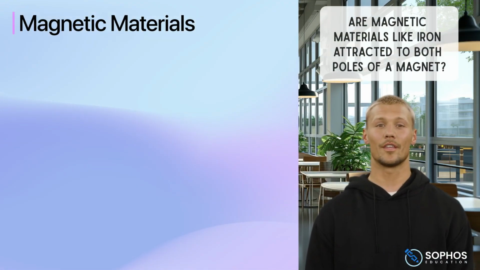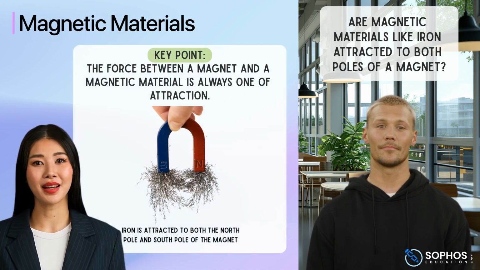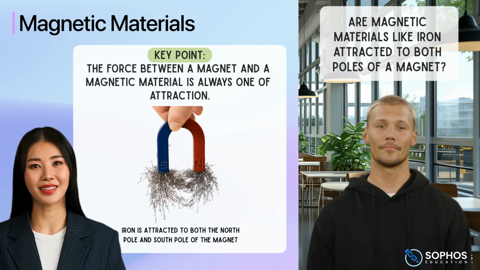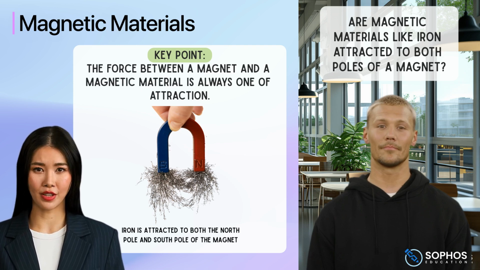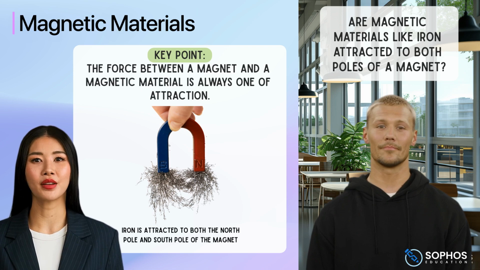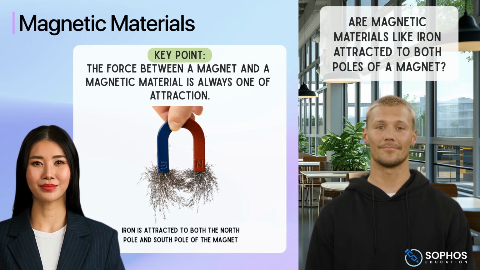Are magnetic materials like iron attracted to both poles of a magnet? Yes, a key point to remember is that the force between a magnet and a magnetic material is always one of attraction. For instance, a piece of iron will always be pulled towards a magnet no matter which pole of the magnet is near the iron.